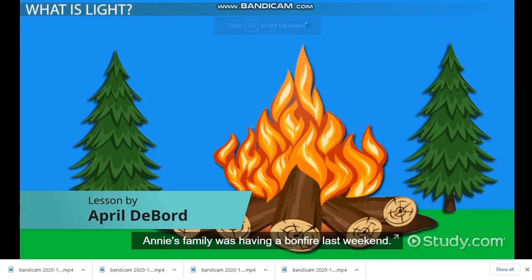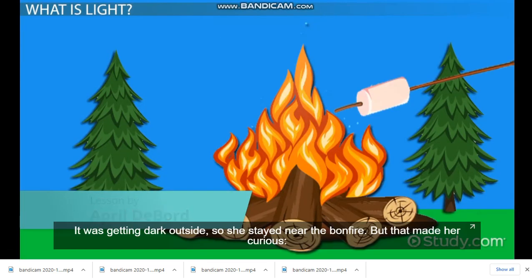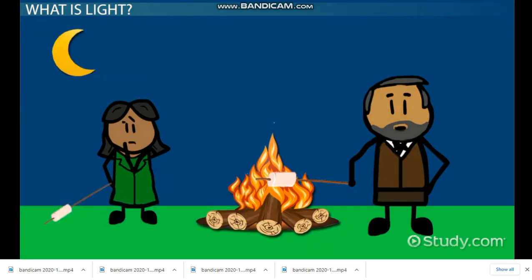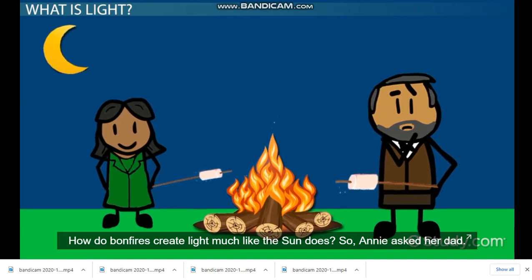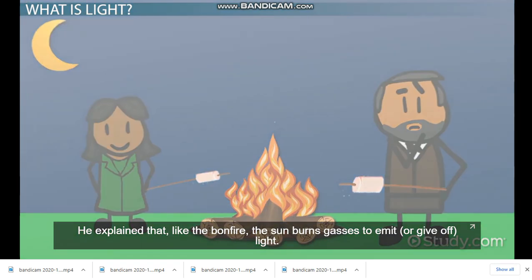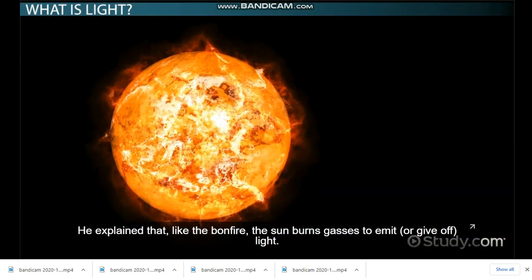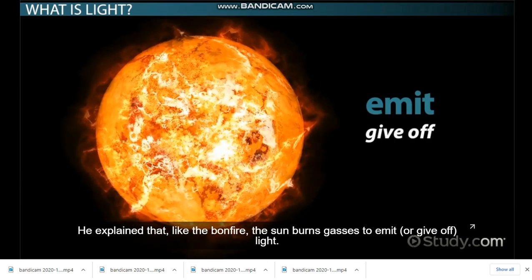Annie's family was having a bonfire last week. It was getting dark outside, so she stayed near the bonfire. But that made her curious. How do bonfires create light much like the sun does? So Annie asked her dad. He explained that, like the bonfire, the sun burns gases to emit or give off light.